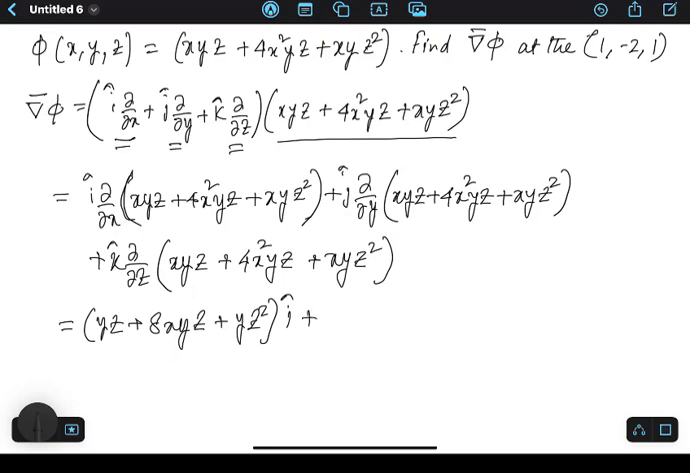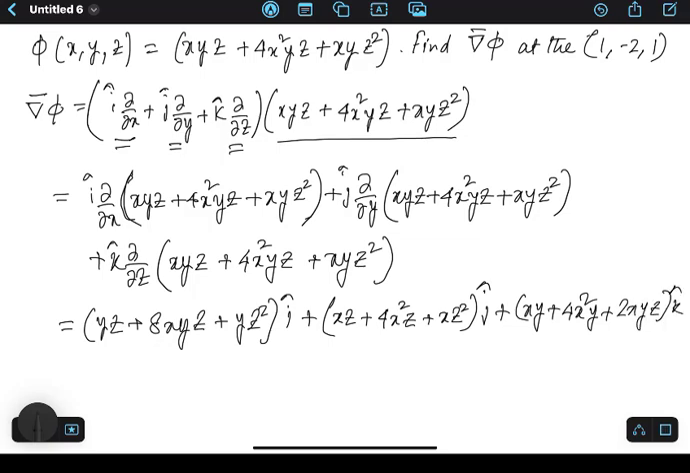Similarly, for del y, only y will act, the other quantities will remain constant. So I have xz plus 4x square z plus xz square j cap. Similarly, xy plus 4x square y plus 2xyz k cap.